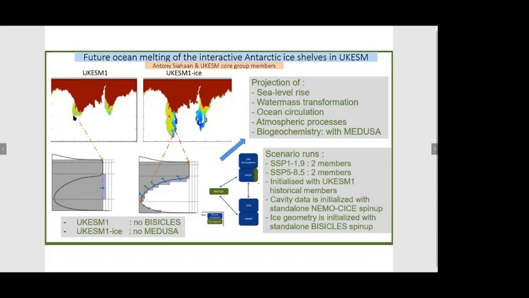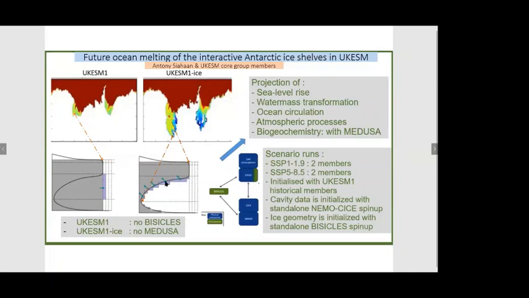In UKESM 1, the vertical section is treated as ice wall. So all the way from the ice front into the grounding line is treated as ice wall, and meltwater flux is prescribed along some of the depth, whereas in the UKESM 1 ice, we open the cavity. So from the ice front here into the grounding line, we open the cavities to represent the more real geometry, and there will be an interaction between the ocean and the ice.